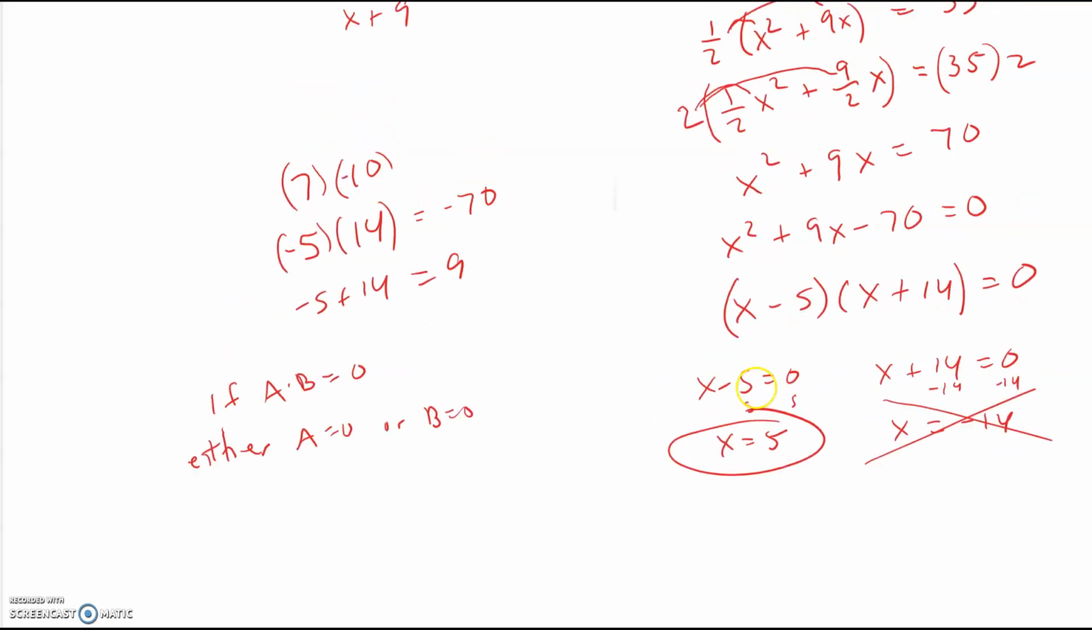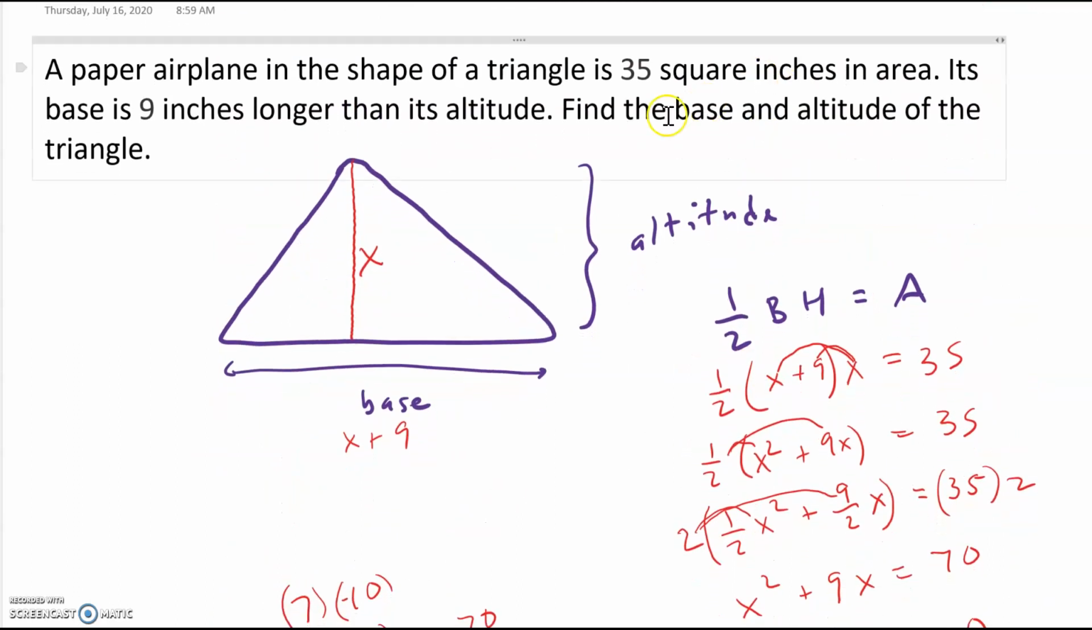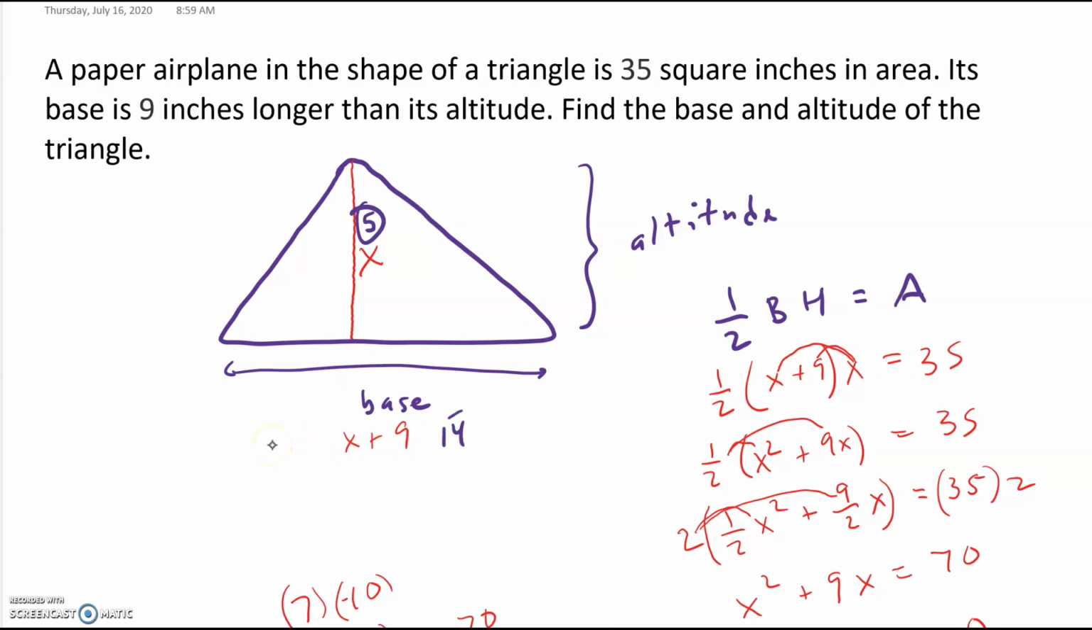Now, I'm not quite done, because the original question said, find the base and altitude of the triangle. Well, I found that the altitude is 5. And the base was x plus 9, so 5 plus 9 is 14. And there I have it. The height of the triangle is 5, and the base is 14.